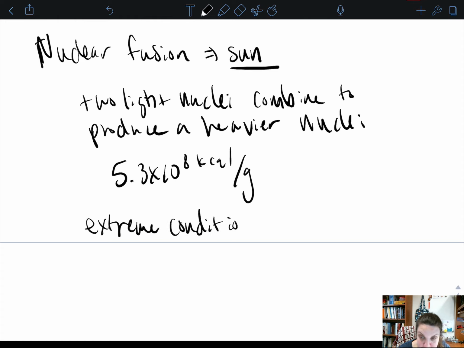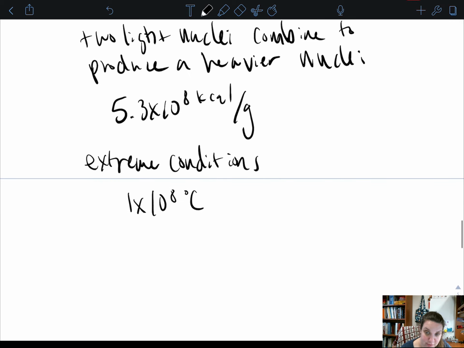So think about the sun. It has to be like the sun: 1 times 10 to the 8th degrees Celsius, very, very high, and 1 times 10 to the 5 atmospheres. So in order to get fusion to occur, you have to have incredibly high temperatures and incredibly high pressures.